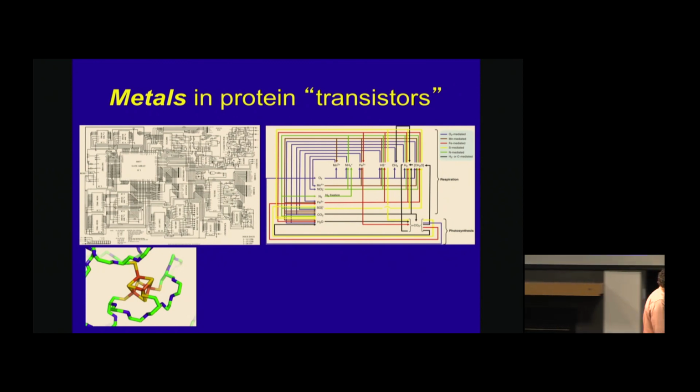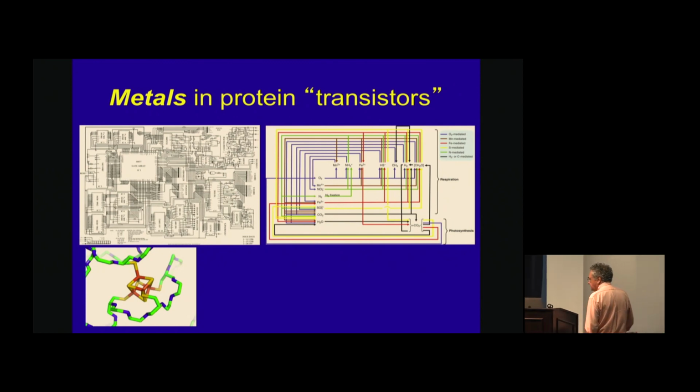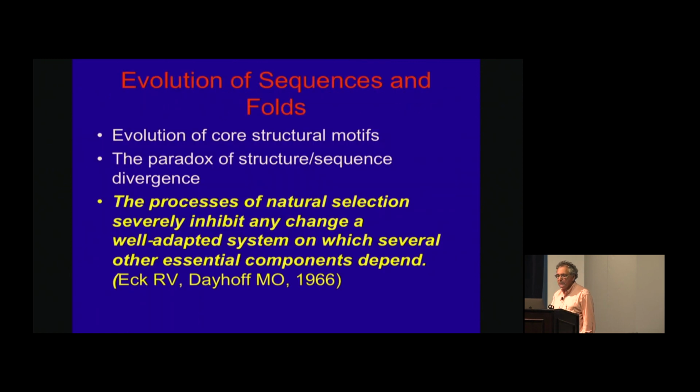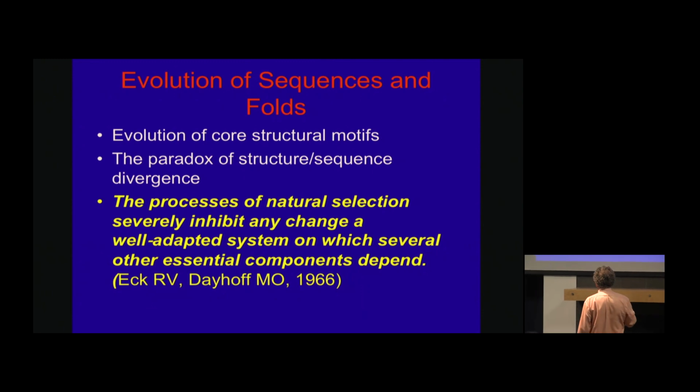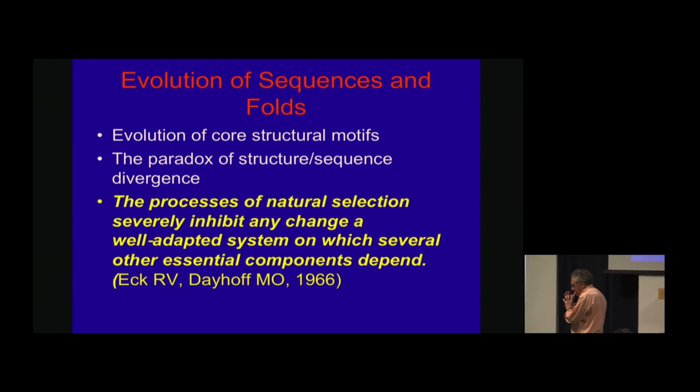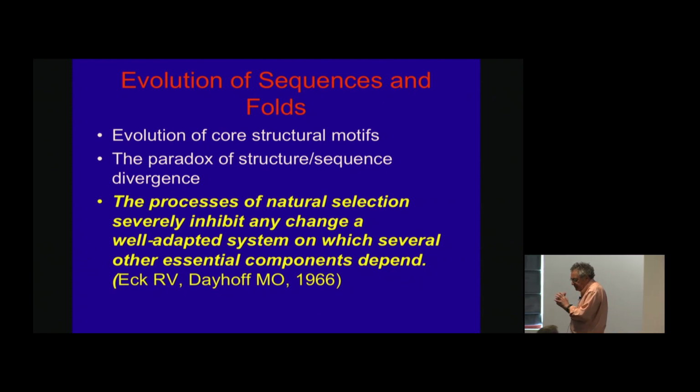So what are those transistors and diodes? We're now going to talk about the very, very simple ones, and we're going to go very, very quickly through this. Structurally, we're going to talk about sequences, which is the primary structure of amino acids within a protein, and the fold, the secondary and tertiary structures, or even quaternary structures, that make that protein function.